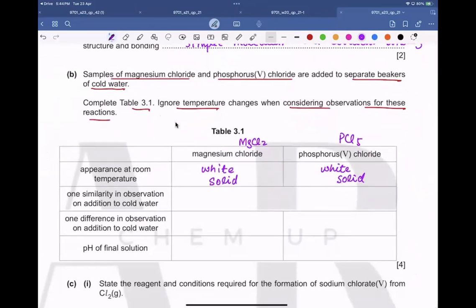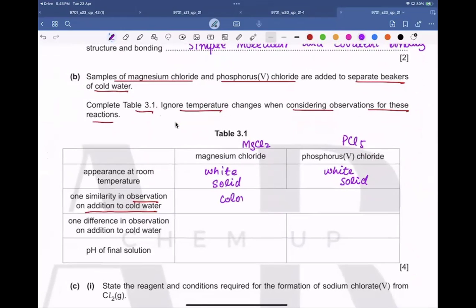One similarity in observation on addition to cold water: as both are white solids, when they get dissolved, what solution do we get? We always get a clear or colorless solution, right? So over here, the common observation would be colorless solution is formed. Now, one difference in observation on addition to cold water.